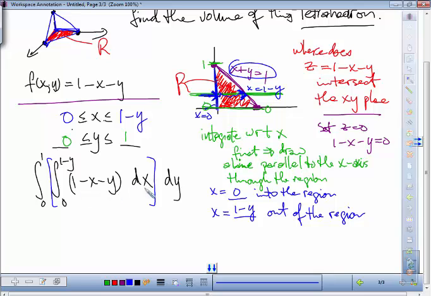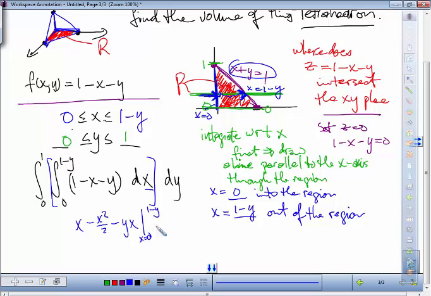Right? So with respect to x, the antiderivative of 1 with respect to x, I think it's x. Next one is 1/2 x squared. And then y is a constant, so that's just y times x. And we're going to integrate this from 0 to 1 minus y. What are we integrating with respect to? X. X is equal to 0 to 1 minus y.